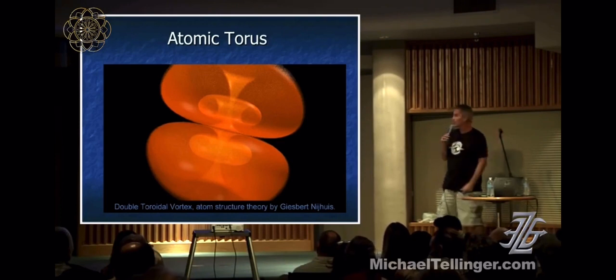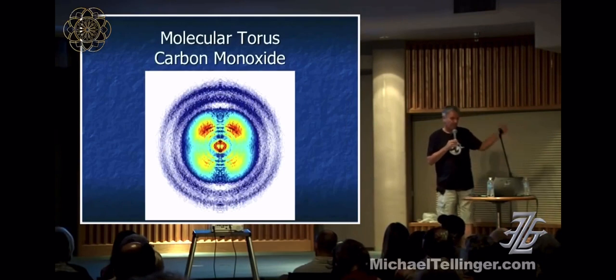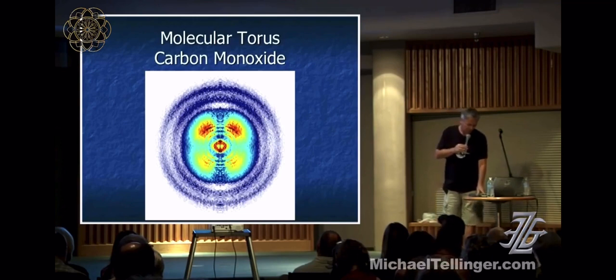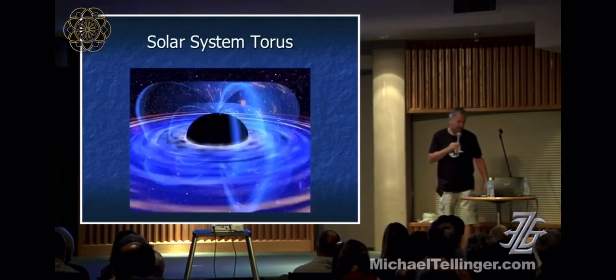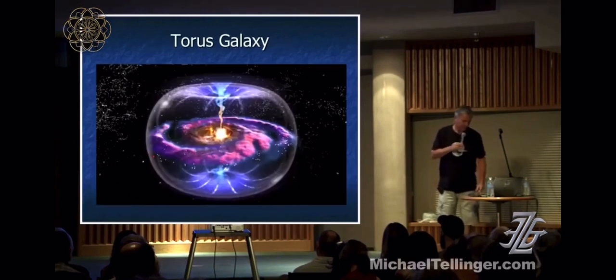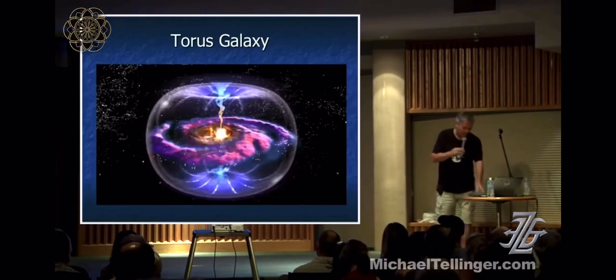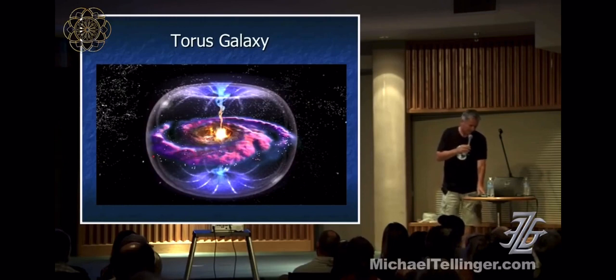This is probably a lot closer to what an atom looks like. Here's a picture of a molecular torus of the carbon monoxide molecule. And you start seeing how the toroidal shapes appear everywhere. Here's the solar system as a torus. And many of you would have seen the fact that our galaxy is shown to us as a toroidal field. And so it goes.